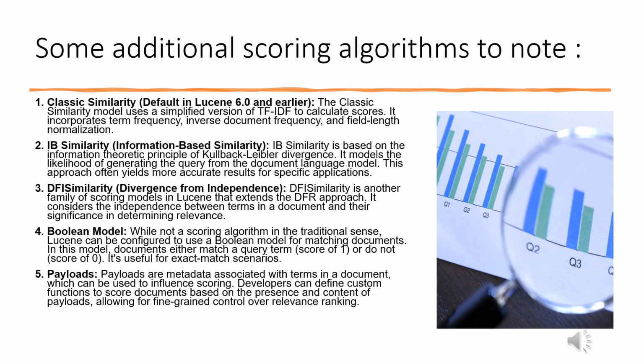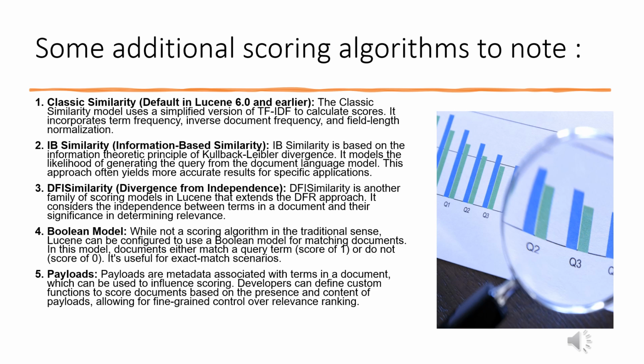There are some additional scoring algorithms: classic similarity, IB similarity, DFI similarity, Boolean model, and payloads. Classic similarity model uses a simplified version of TF-IDF to calculate scores. It incorporates term frequency, inverse document frequency, and field length normalization. IB similarity is information-based similarity. It is based on the information theoretic principle of Kullback-Leibler divergence. It models the likelihood of generating the query from the document language model.